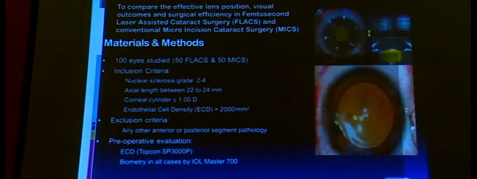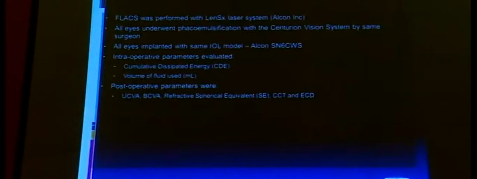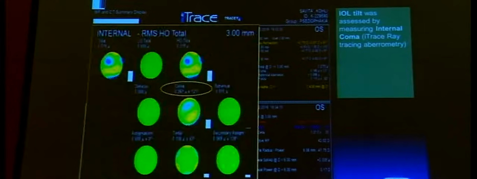So we compared MICS and FLACS. We did about 100 eyes with grade 2 to 4 cataracts. We looked at various other parameters as well, but I'm going to stress on what we found in terms of the ELP. The surgery itself was performed with the Centurion system. The IOL model was the Alcon SN6CWS. Cumulative dissipated energy, volume of fluid used, UCVA, BCVA, refractive spherical equivalent, CCT, and ECD were noted. This is how we looked at the ELP, which is the AC depth from the IOLMaster 700 plus half the IOL thickness from the IOLMaster 700. So the difference between the predicted and the achieved ELP was analyzed.